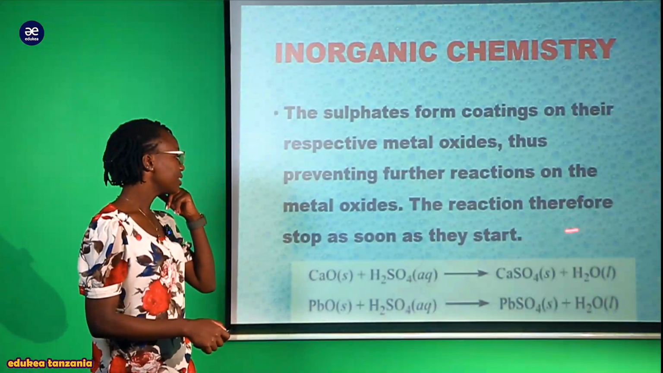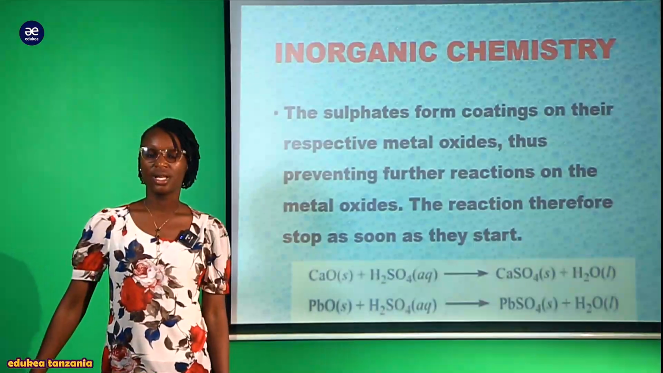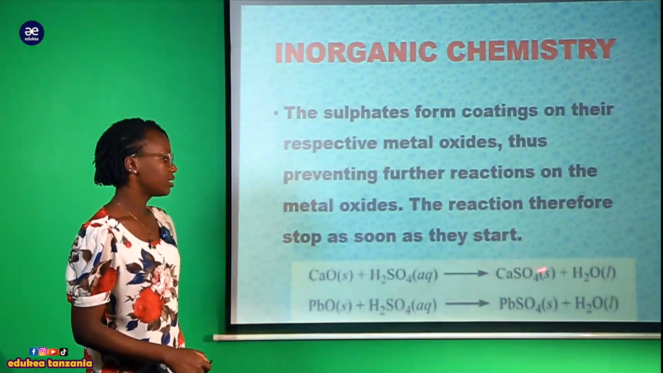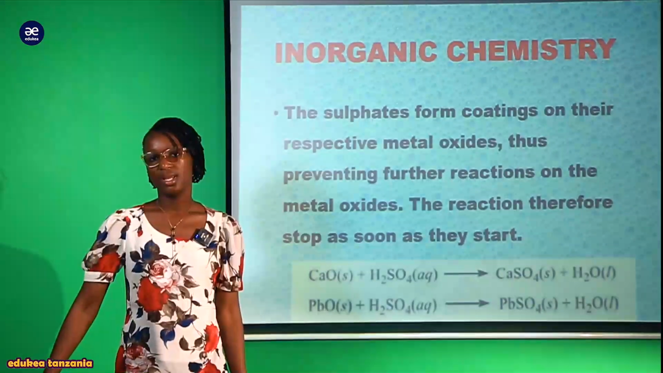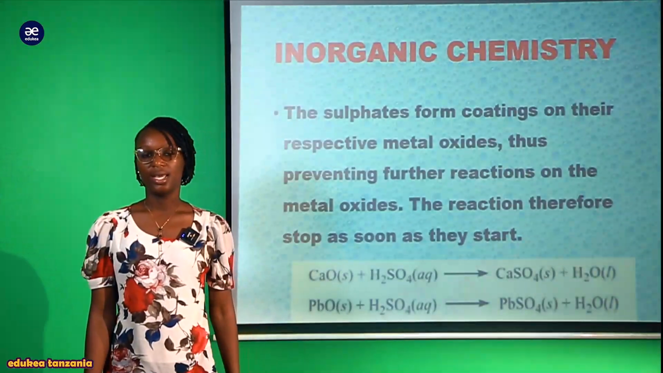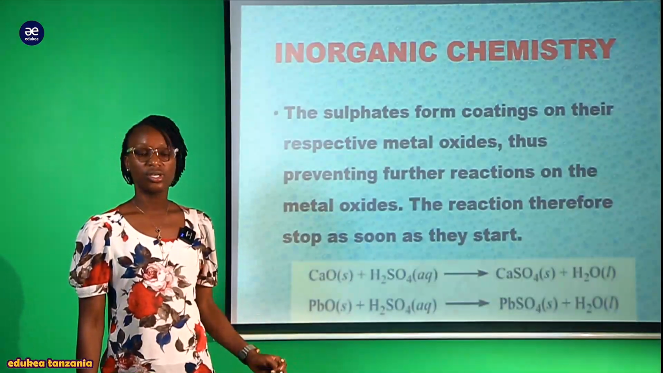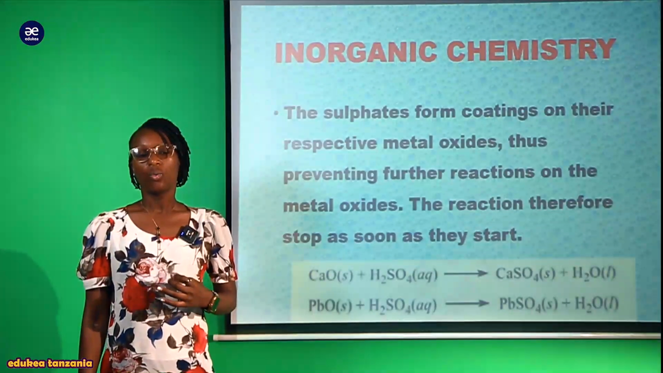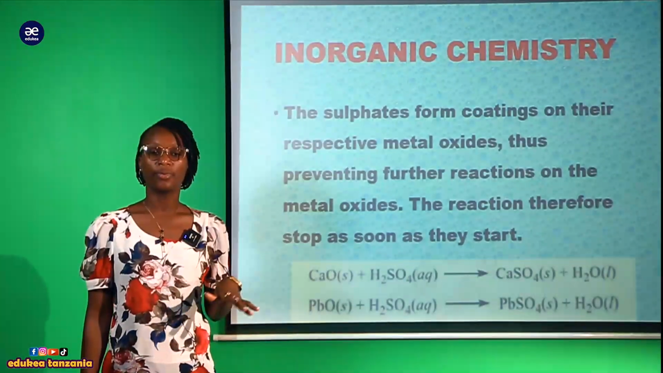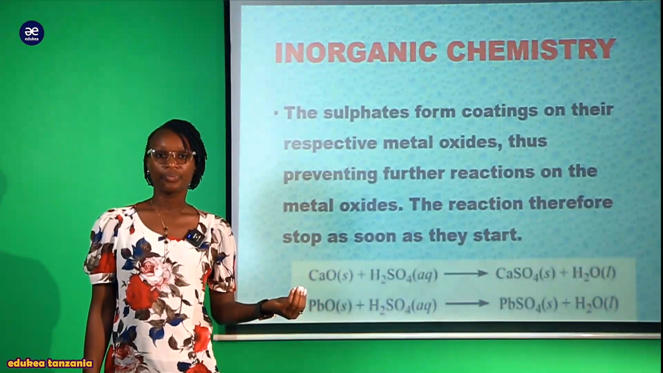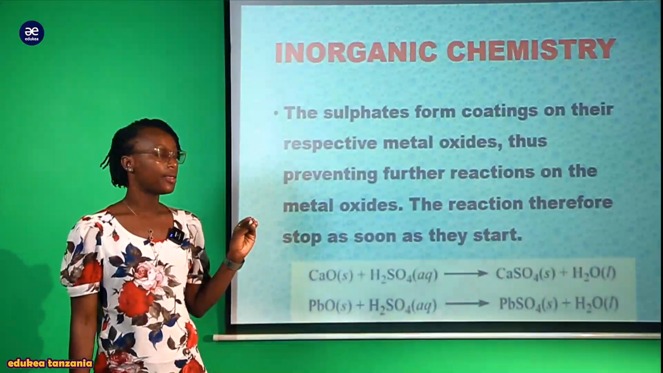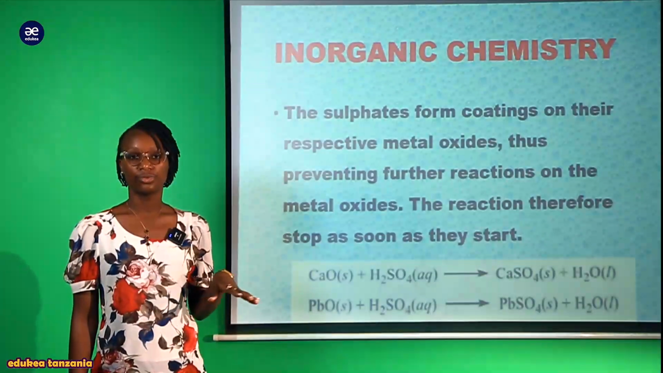That's why anasema kwamba the reaction therefore stop as soon as they start. Napoanza tu kunakuwa na hiyo coating ya sulfates inakuwa formed. For instance, ya calcium sulfate, lead sulfate inakuwa formed, therefore ina avoid ile reaction kuproceed ile ya metal oxide. So this is among the chemical properties which we have to discuss in our concept of the metal oxide. For instance, tunapodiscuss katika upande wa water, reaction of the metal oxide with water, but also reaction with the acid. So these are some of the reactions, my students, you have to note about.